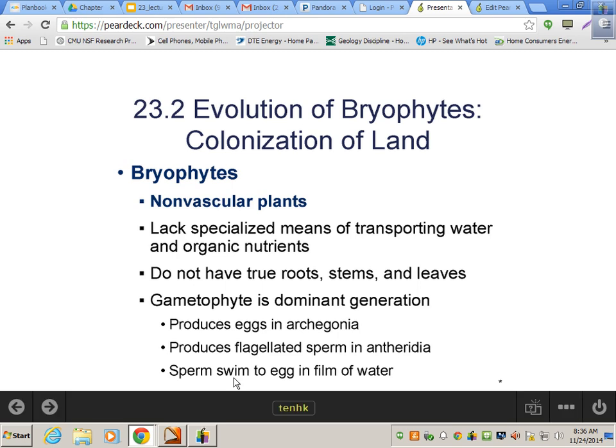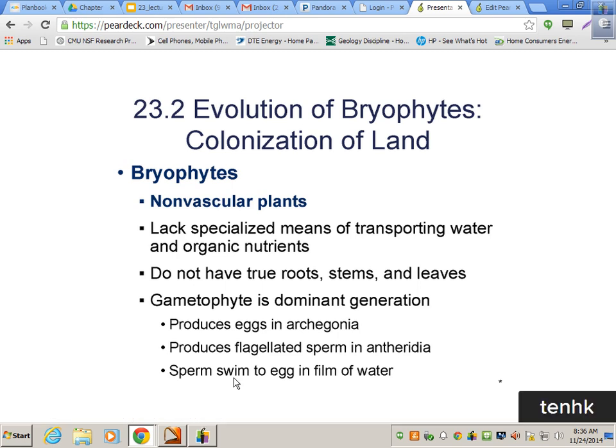They produce eggs in archegonia, which I'll show you a flow chart of in a minute. They produce flagellated sperm in antheridia. The sperm swim to the egg in a film of water. So water is essential here. If you think about the early evolution of plants, we're talking about going from an extremely aquatic environment into the land environment. So there would have had to be a lot of moisture in these early environments.